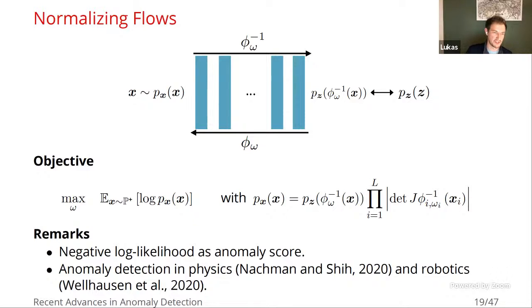And so this fits as a direct density estimation approach to anomaly detection. And this has been used, for instance, in physics or robotics.